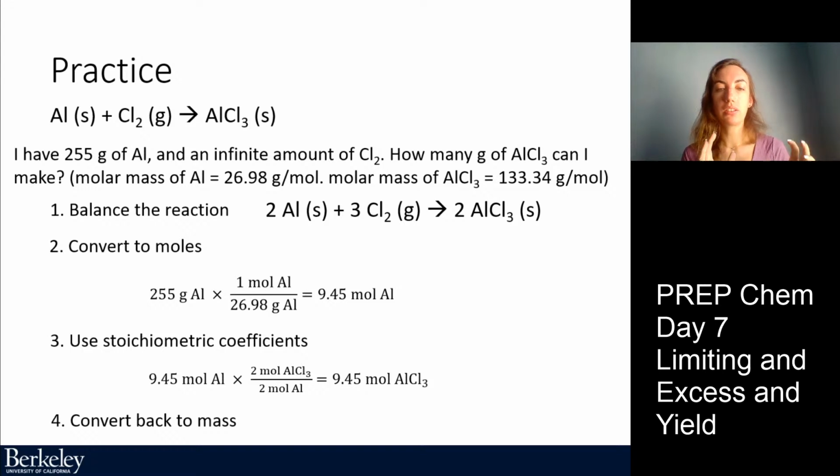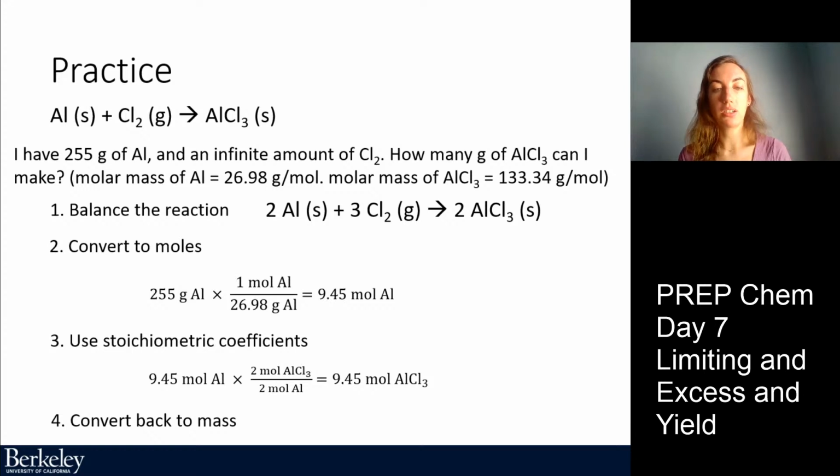Now we can convert those moles of aluminum to moles of AlCl3. In this case, both of our stoichiometric coefficients are 2. So for every 2 moles of aluminum that we use up, we make 2 moles of AlCl3. That means that from 9.45 moles of aluminum, we can make 9.45 moles of AlCl3.